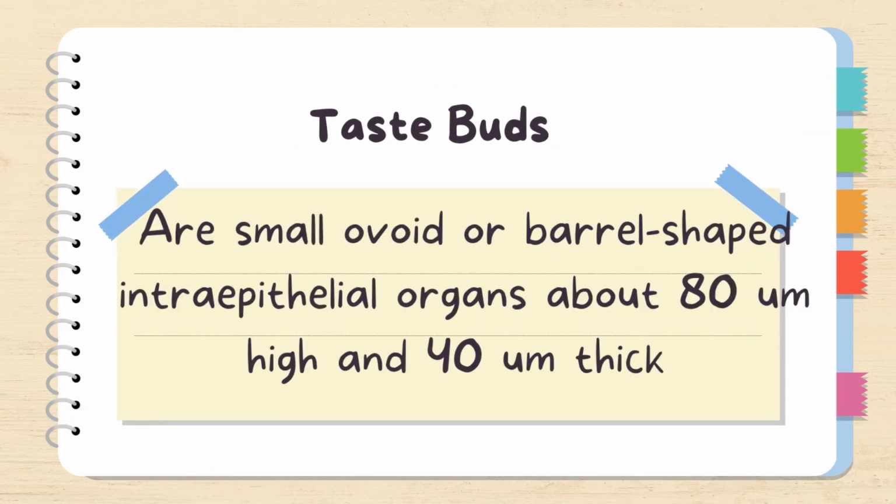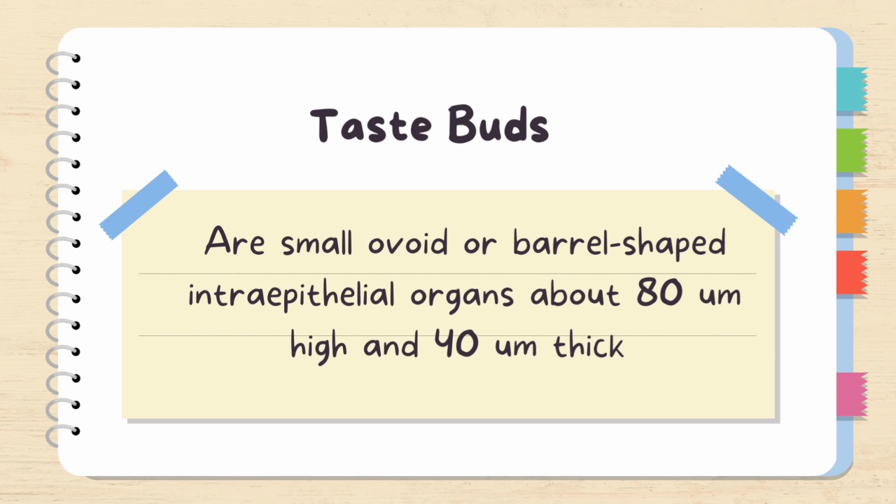In our tongue, there are small ovoid or barrel-shaped intraepithelial organs called taste buds. Outer surface is covered by a few flat epithelial cells which surround a small opening called the taste pore. So that is all for the periodontal ligament, maxilla and mandible, and oral mucosa.